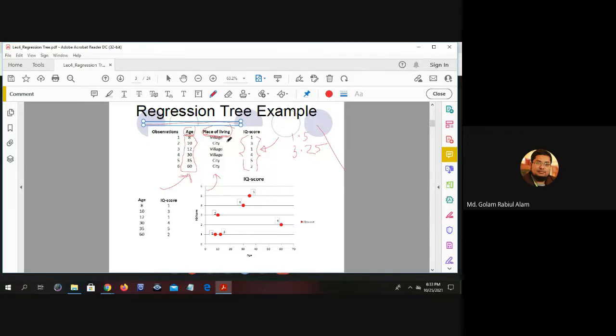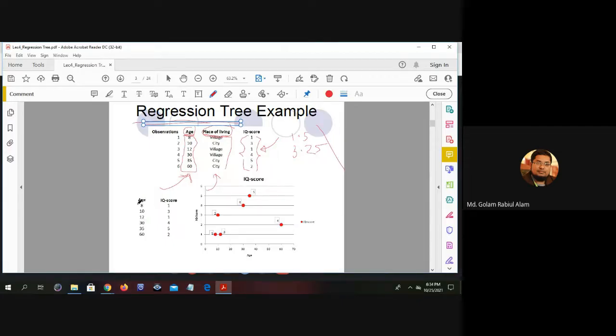For categorical values or ordinal numbers, like here village and city, the categories, we can easily apply the decision tree method. But for this kind of numerical value, we have to think differently. We will learn how to treat this kind of numerical number for constructing the decision tree, or we can say the regression tree, for this purpose.